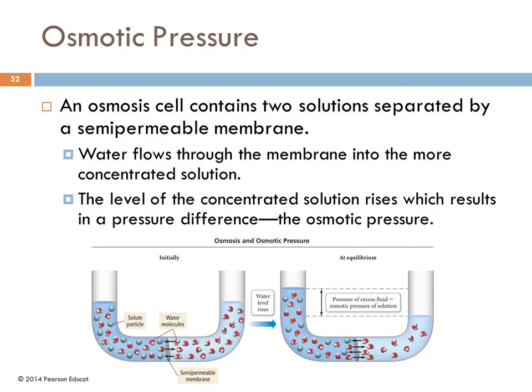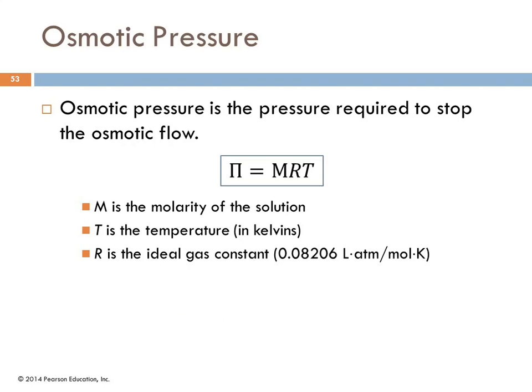Pressure. If we put a lot of pressure on this side, then we can force the water into the other side. The solute particles are too small to go through the membrane. And so you can purify your water in that way. And it sounds all fancy, reverse osmosis. So osmotic pressure, you say it's the pressure required to stop the osmotic flow.